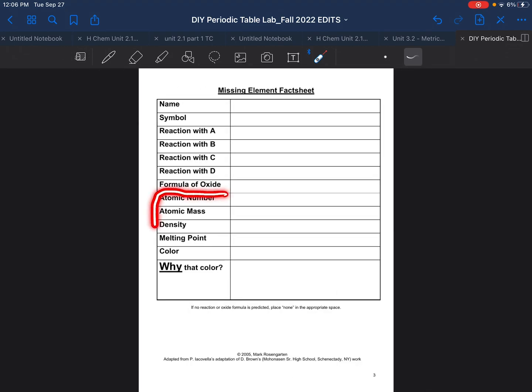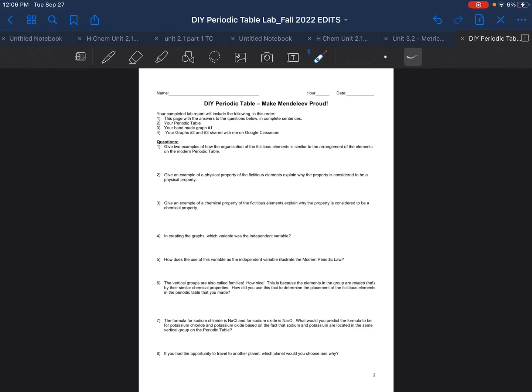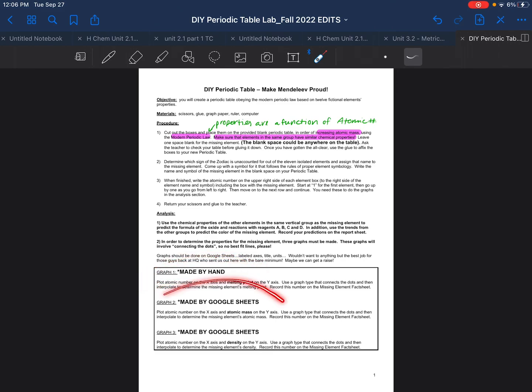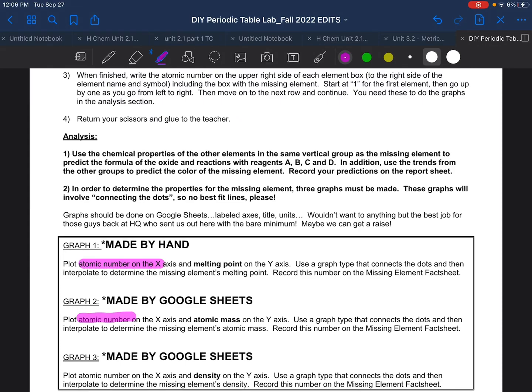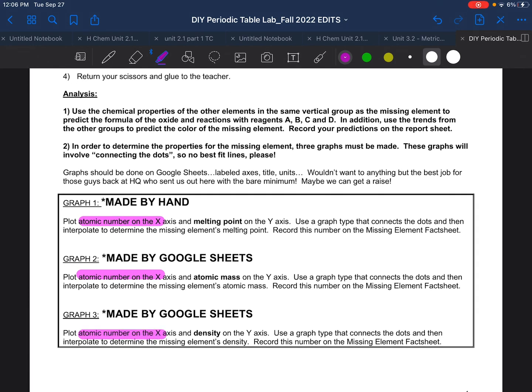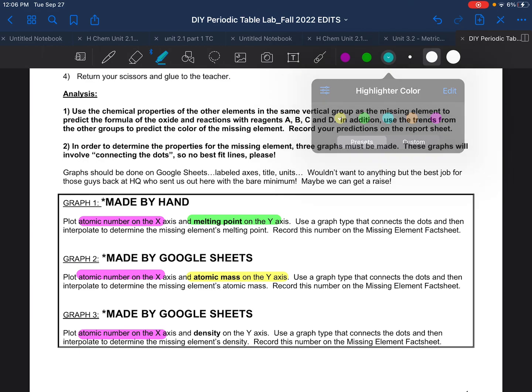And then these last three you get from graphing. So these you have to graph. On here, I have you graphing 1 by hand, 2 with Google Sheets. What I want you to do is whatever's most comfortable. If you know how to use Google Sheets and want to make all 3 with it, awesome, just share it with me. If you want to make all 3 by hand, that's totally okay too. I tell you on here, make sure that atomic number is X for all 3. Then you're plotting something else on the y-axis every single time. So these are your 3 different graphs.